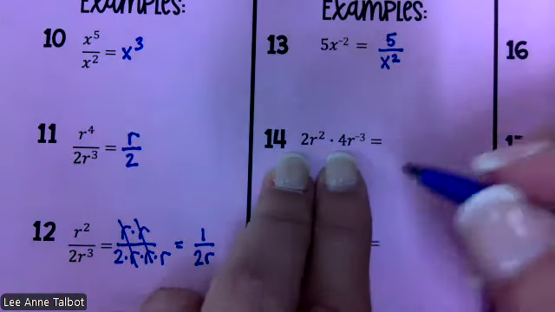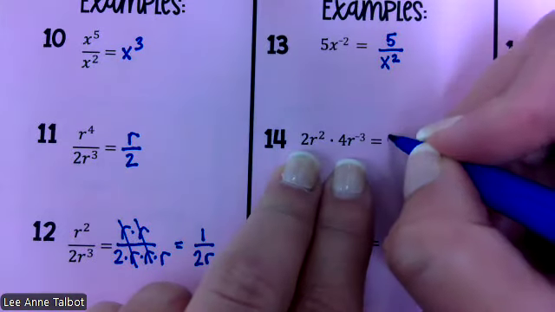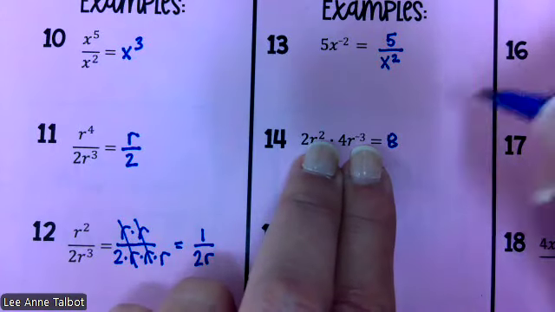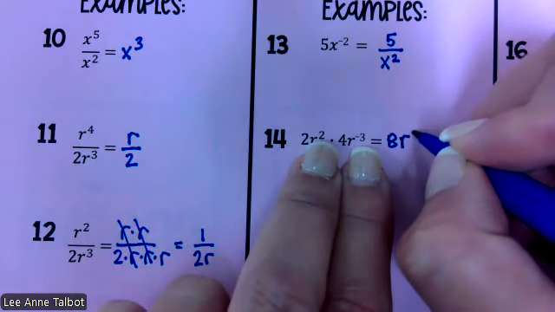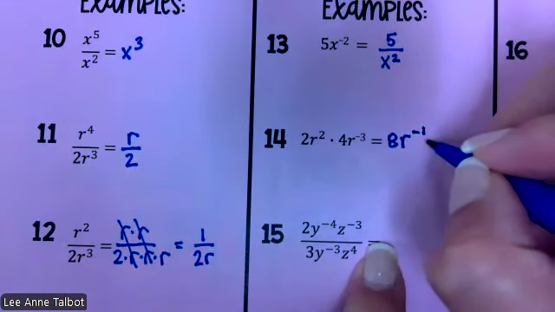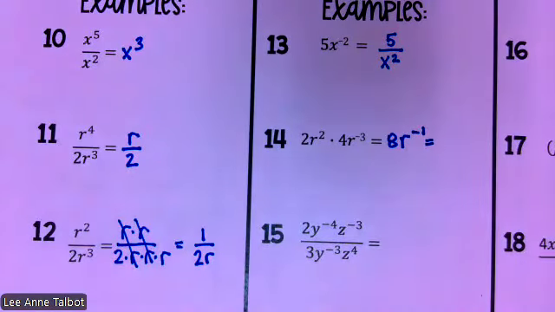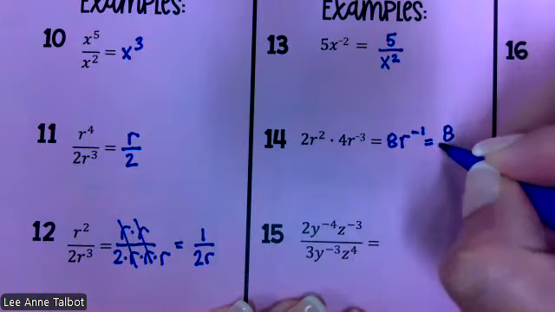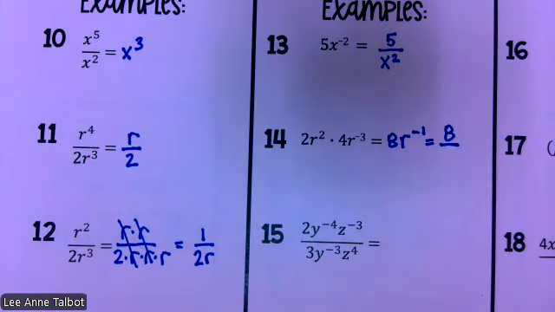Okay, number 14. 2 times 4 is 8. Add the exponents. What's 2 plus negative 3? Negative 1. Okay. 8, top or bottom? Top. R, top or bottom?